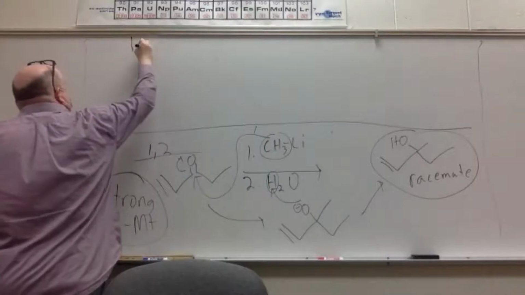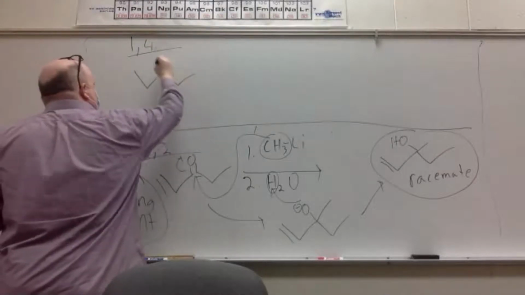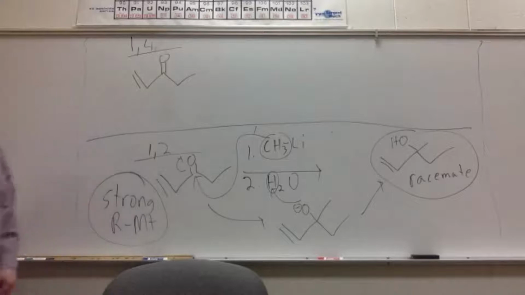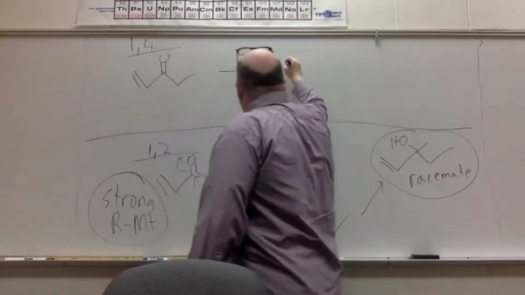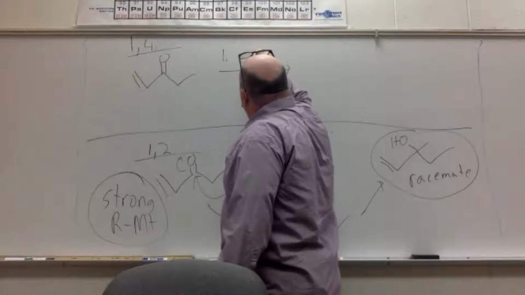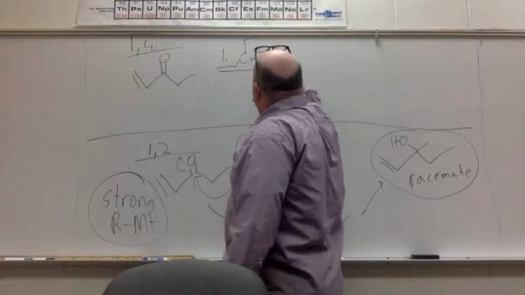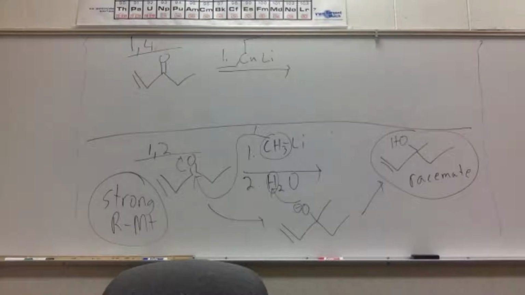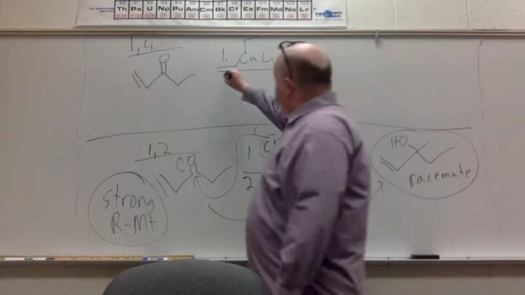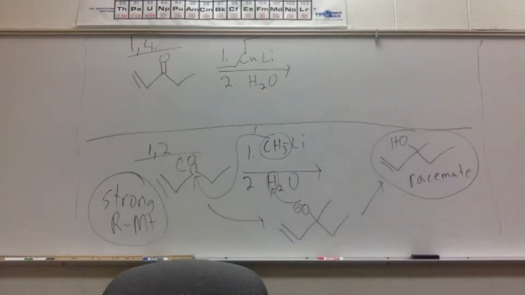Now, you can also get something called a 1,4 addition. So we're going to take the same molecule here, and instead of adding a strong organometallic, we're going to add a weak one. Let's say we added an organocuprate. We're going to add an organocuprate that has 2 ethyl groups on it, and we're going to follow it up with H2O.